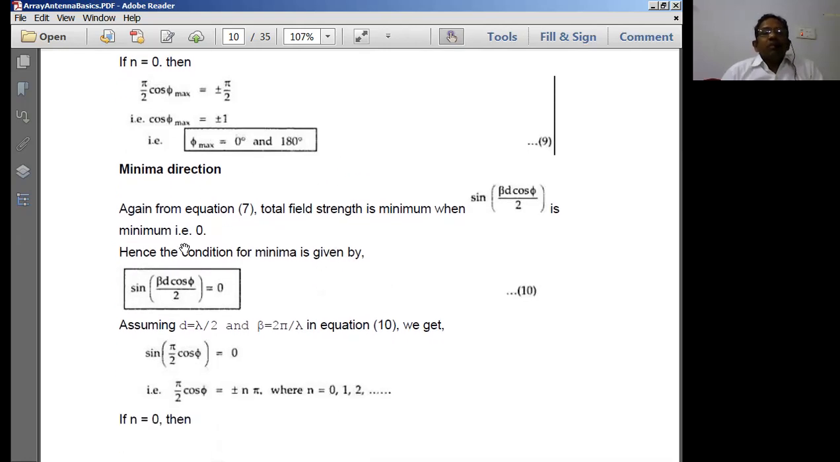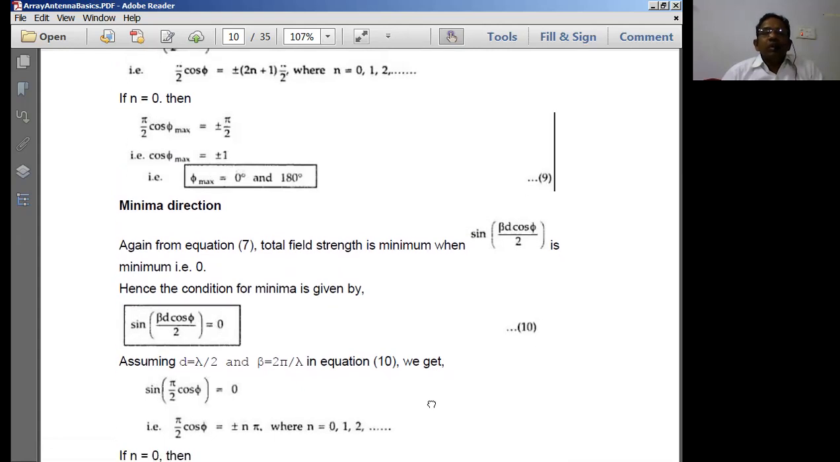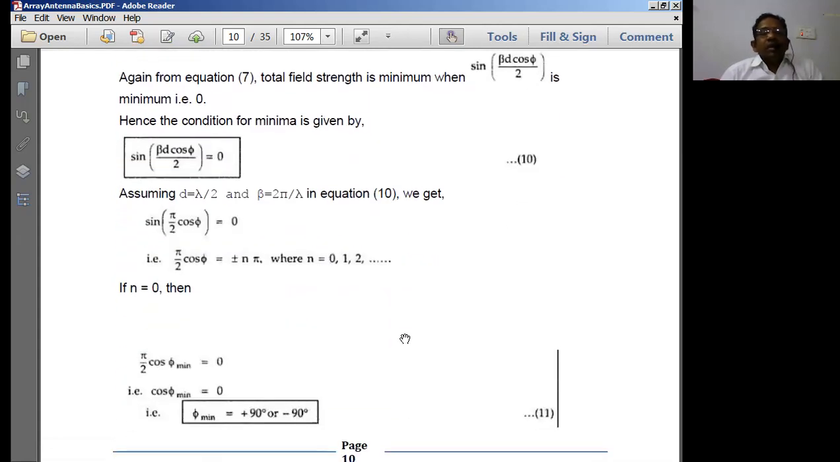Now the next one we'll go with is the minima direction. Minima means very little radiation or zero radiation. So sine(beta d cos phi / 2) should be minimum, that means it should be equal to 0. So we make it equal to 0 to get a minimum radiation.